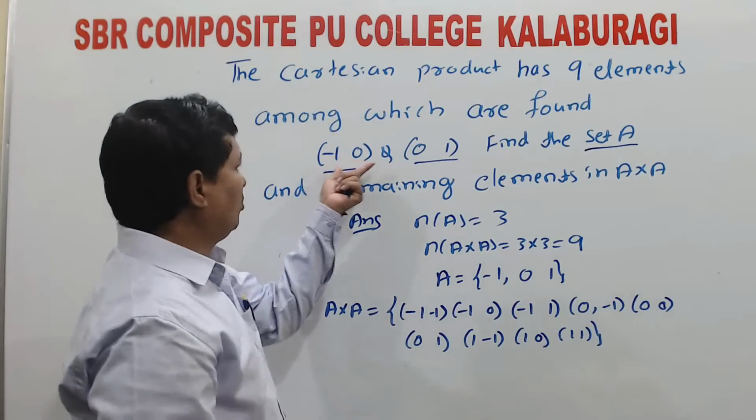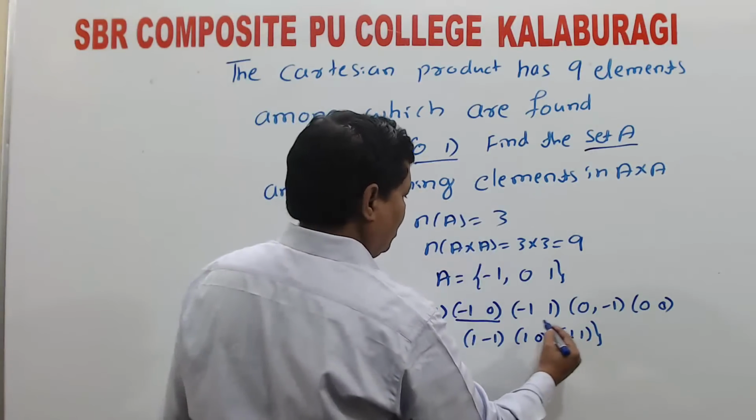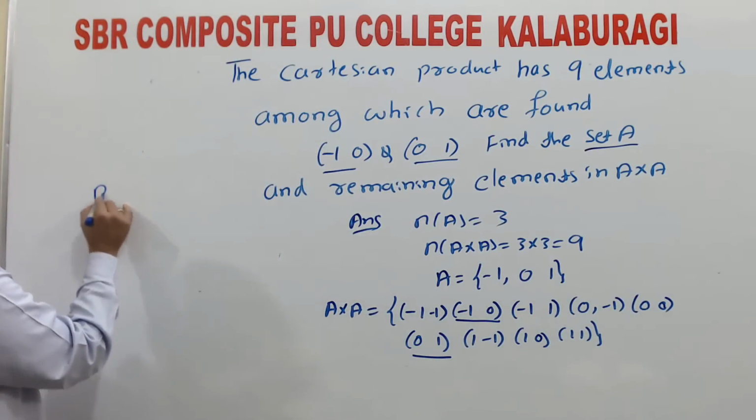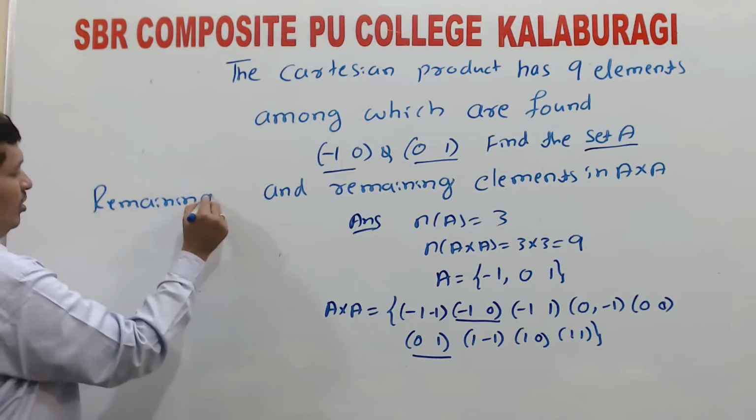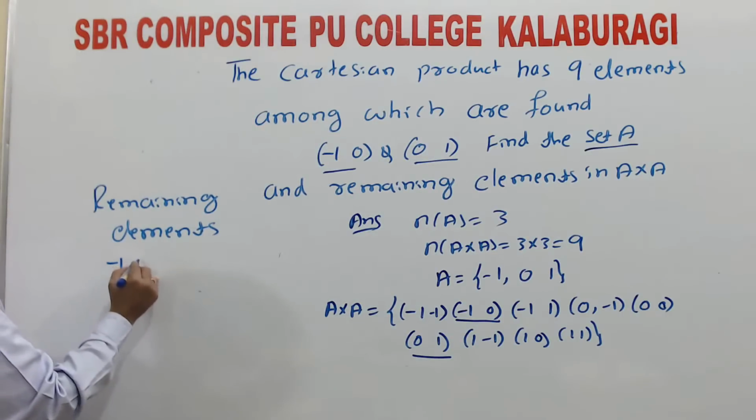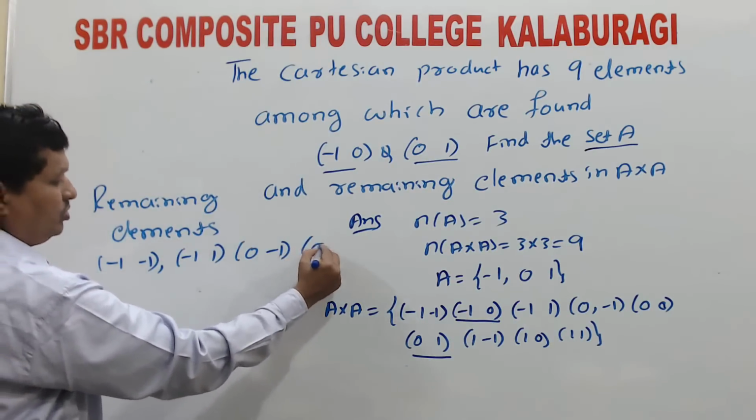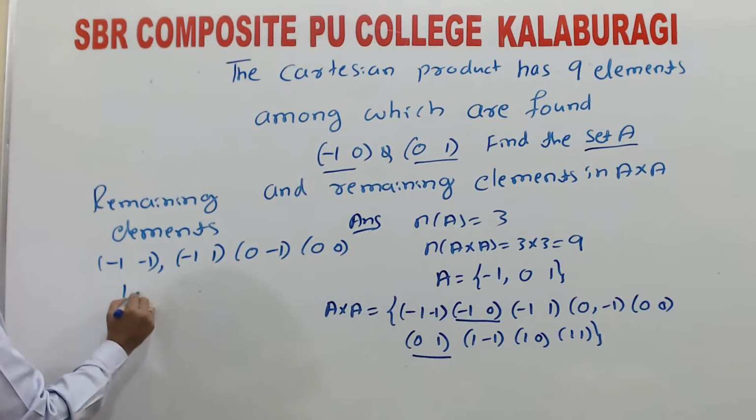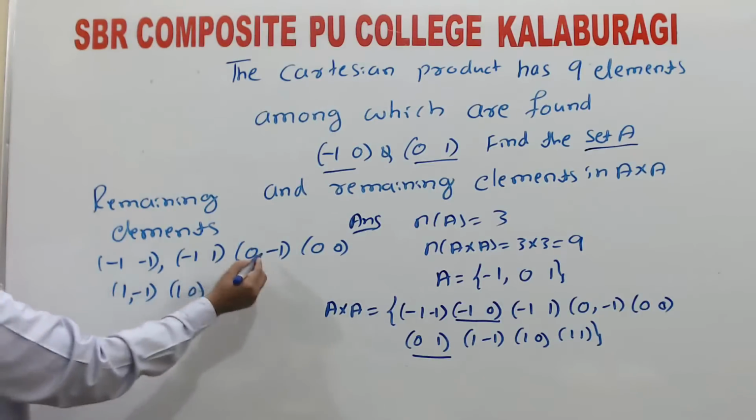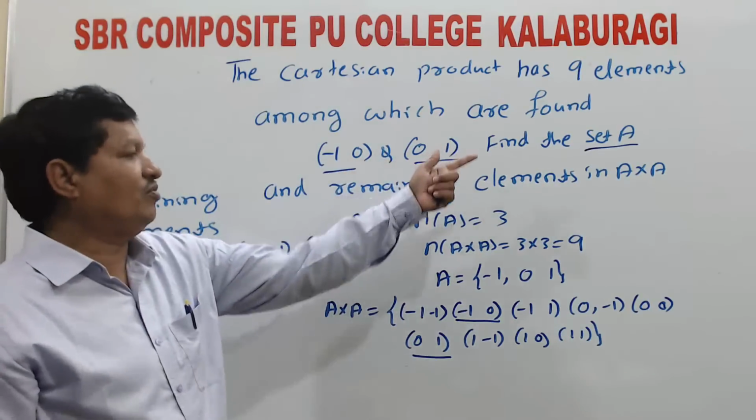So among that, 2 are given: (-1, 0) and (0, 1). This is given, and (0, 1) is also given. Therefore, the remaining elements are (-1, -1), (-1, 1), (0, -1), (0, 0), (1, -1), (1, 0), (1, 1). So 1, 2, 3, 4, 5, 6, 7. 2 are given. In this, you have to calculate the set as well as the remaining elements of A cross A.